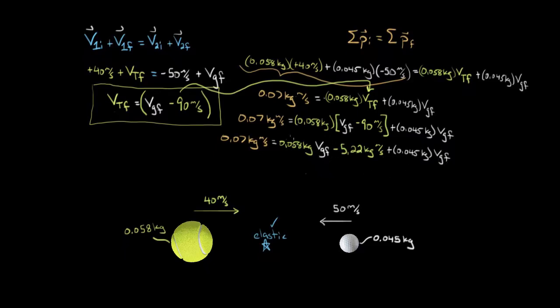If on this right-hand side I have this much of the final velocity of the golf ball and that much of the final velocity of the golf ball, when I add them up, I can just add these two factors out front. In other words, I'll have 0.07 equals, I can rewrite this as 0.058 kilograms plus 0.045 kilograms times the final velocity of the golf ball. And then I still have this minus 5.22. So if that looked like mathematical witchcraft, all I did is I combined the terms that had VG final, because if you have A times VG final plus B times VG final, that's the same as A plus B times VG final. When you multiply this through, you'll just get both of these terms back again.